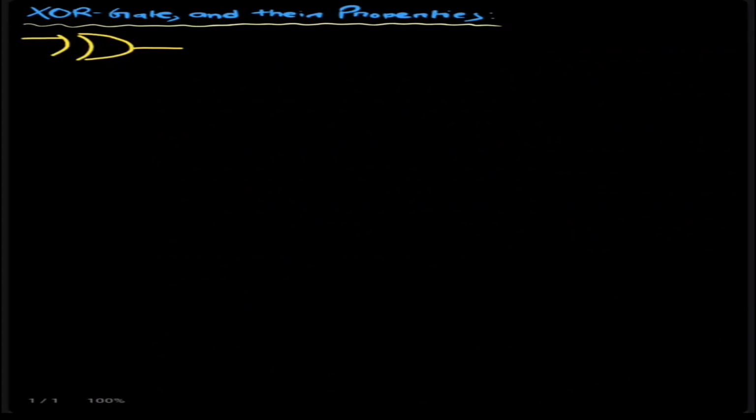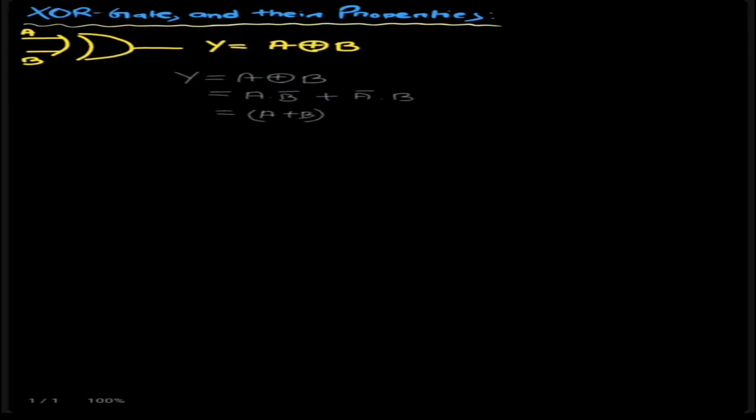Now we can take two inputs, say A and B. It can be expressed as Y equals A XOR B. Now, talking about the internal circuit, Y equals A XOR B can be expanded like this: A and B complement, or A complement and B. Or we can also write it like A or B, and A complement or B complement. We can easily implement this expression.